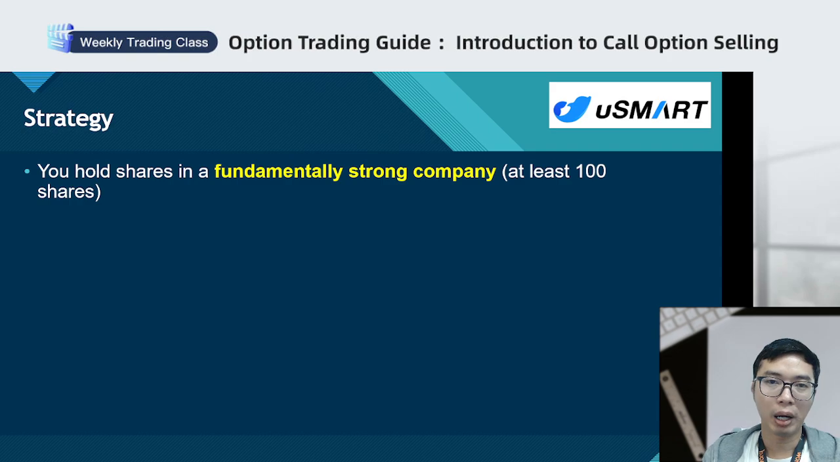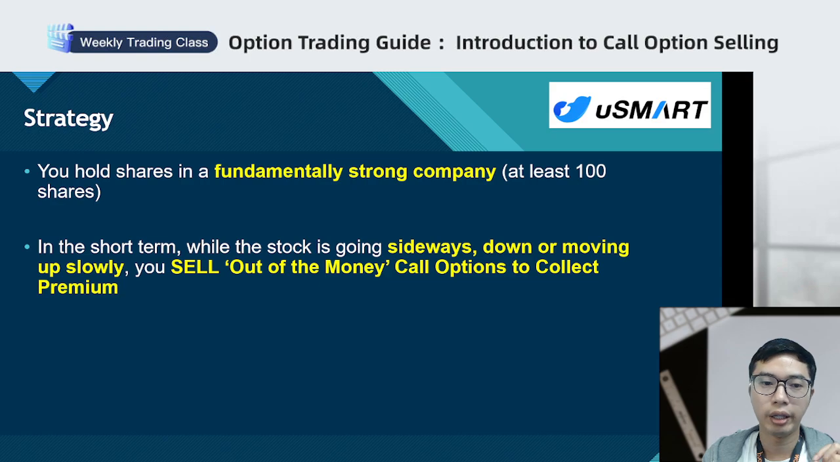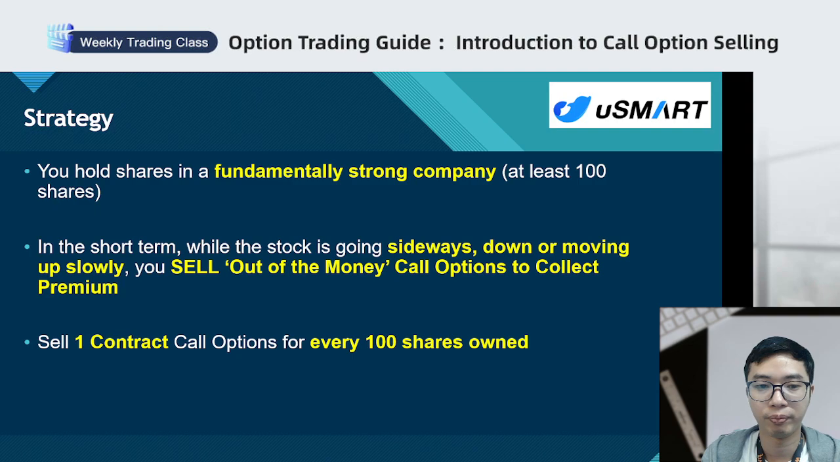For the strategy part, we always find a good, fundamentally strong company, and you need to own at least 100 shares. In the short term, while waiting for the stock going sideways, down, or moving up slowly, we sell out of the money call options to collect premium. So we choose call options that are out of the money, and we sell one contract for every 100 shares owned. Remember, for one options contract, we own 100 shares. So at least we need to own 100 shares of the stock.